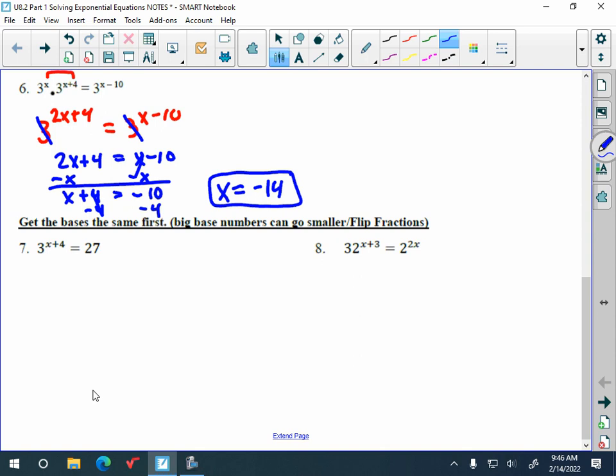It's 3. So we can rewrite this as 3 to the x plus 4 equals 3 to the third power. Okay, it still has a value of 27. It's just the way it looks is different. So this allows us to get rid of the bases and set the exponents equal. So x equals negative 1.